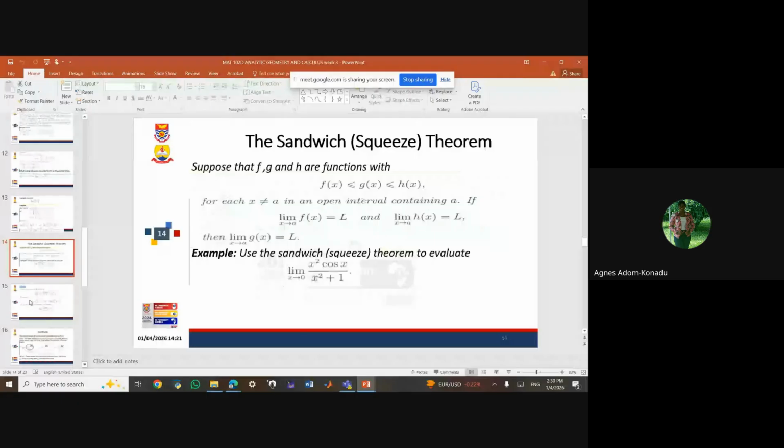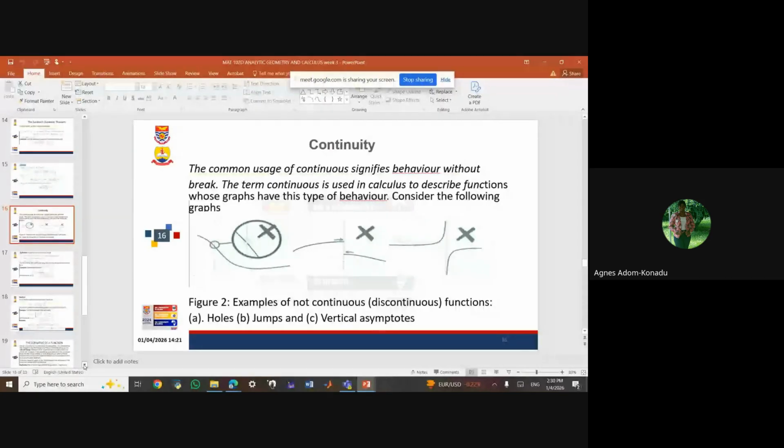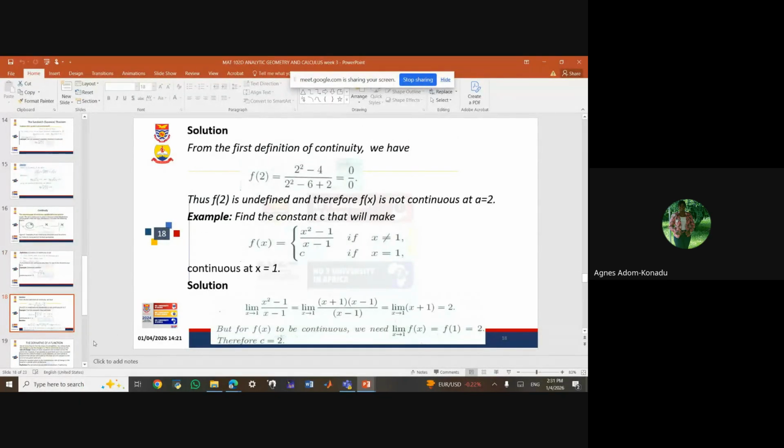Then from there, we looked at continuity. We said that the graph of a continuous function has no break. So we looked at some examples of these continuous functions. Then we looked at the definition of a continuous function. We said that a function f is continuous at a if f of a exists, if the limit as x approaches a of f of x also exists, and the limit as x approaches a of f of x is equal to f of a. But if the function does not obey any of these three conditions, then it means that the function is not continuous. So we looked at some examples.